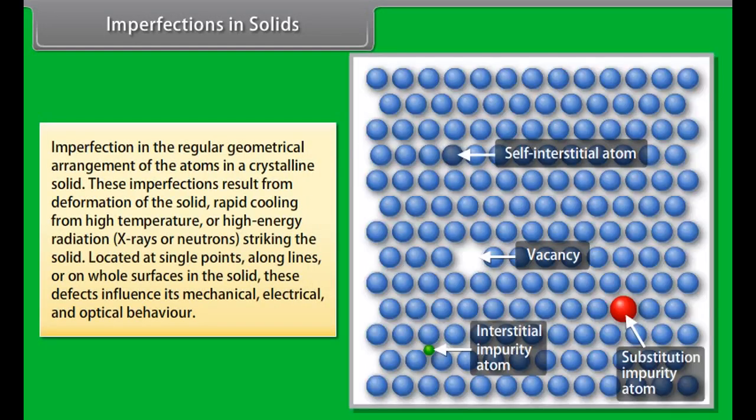Imperfections in solids. Imperfection is a deviation in the regular geometrical arrangement of the atoms in a crystalline solid. These imperfections result from deformation of the solid, rapid cooling from high temperature, or high energy radiation, X-rays or neutrons striking the solid. Located at single points, long lines, or on the whole surface of the solid, these defects influence its mechanical, electrical, and optical behavior.